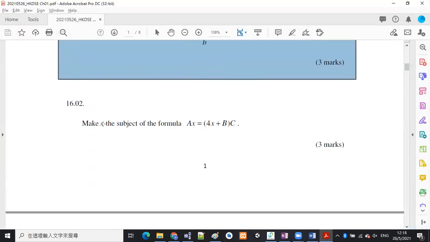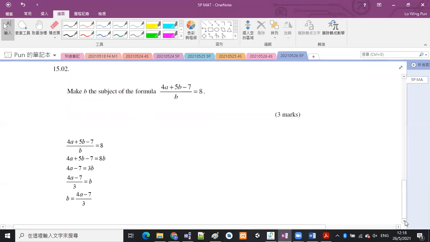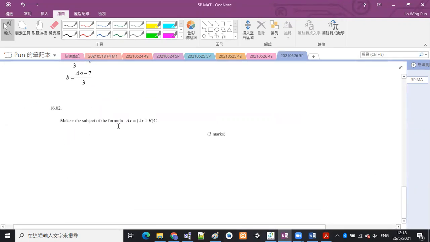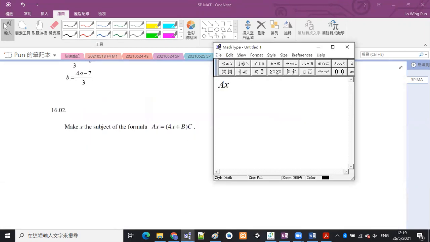Next one, 16.02. This one is even easier. Do you agree? Because there is no fraction at all. Okay? I want x to be the subject of this equation. And there is no fraction, but there is a bracket here. Okay? So what I need to do for the first step is just multiply this c into the bracket. Okay? So the left-hand side remains unchanged.